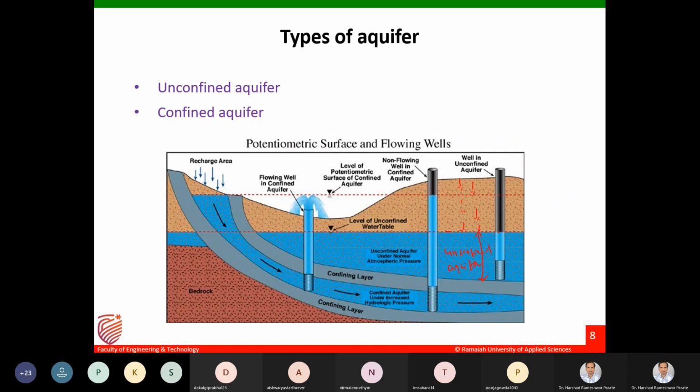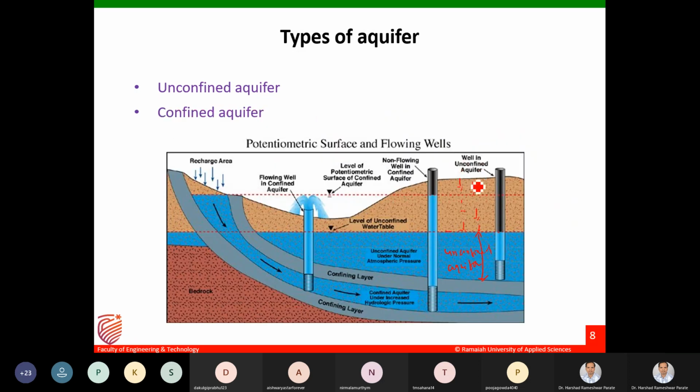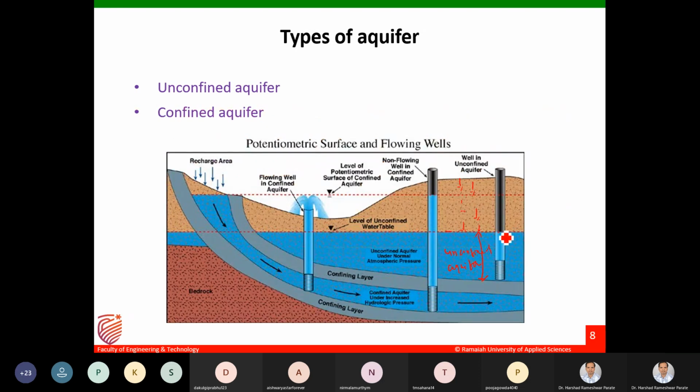When we dig directly, this gets exposed, and recharge to this aquifer takes place with the infiltration of precipitation from the ground level. So whatever recharge is taking place from the ground level gets joined to this unconfined aquifer, and a well driven into the unconfined aquifer will indicate a static water level corresponding to the water level at that location. So this water level and the surrounding water level are the same.